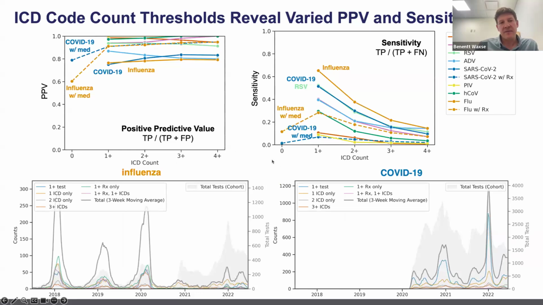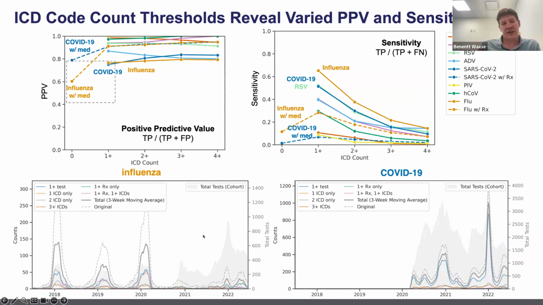This is influenza and COVID. And so let's go back to where we were looking at 0 ICD codes, where you're indicated by a medicine only, or say here, maybe 1 ICD code only. If we remove those 2 definitions from the phenotype, so if you have 1 ICD code only, you're removed, or you have a medication only, you're removed, you can see what this does to the overall trends.